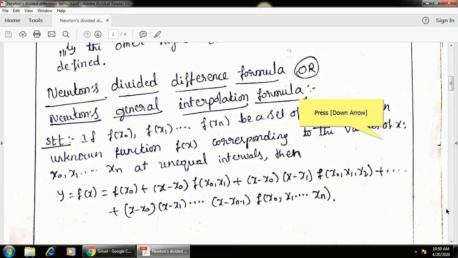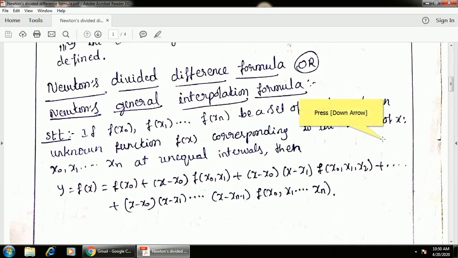Here f of x naught is a given value. F of x naught, x1 is the first order divided difference. F of x naught, x1, x2 is the second order divided difference. F of x naught, x1, x2, dot dot dot xn is the nth order divided difference. Given the values of x and y, just find the divided differences and write down the formula. Substitute those values into this formula. You are getting the required value of the function for any value of x.